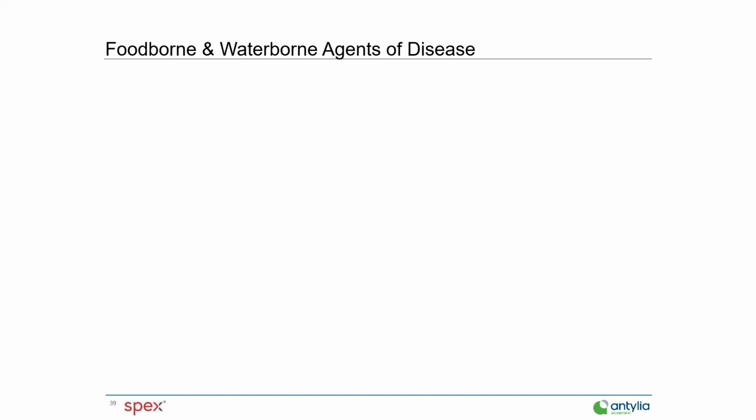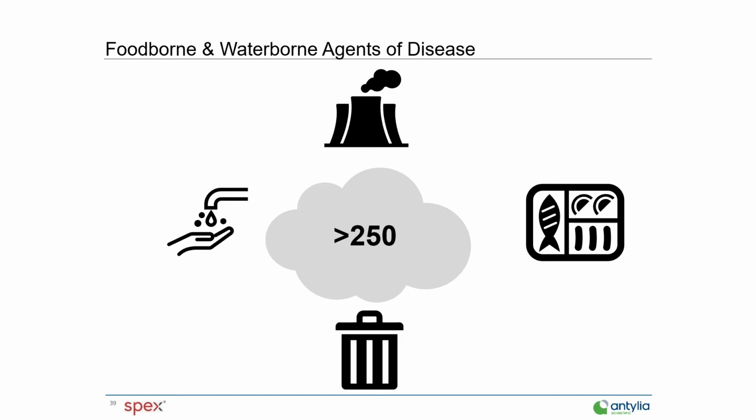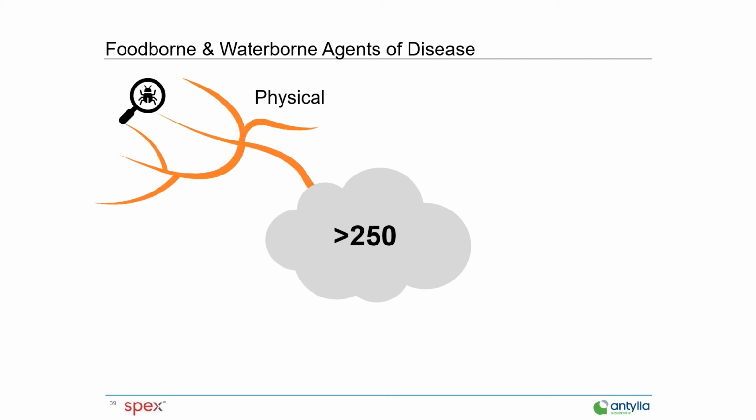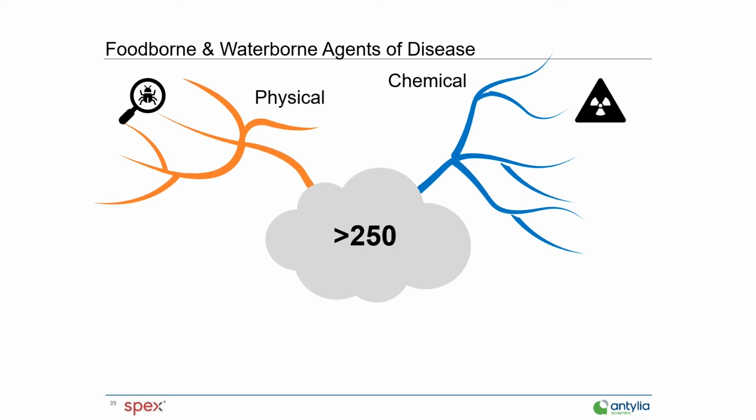There are many agents for disease for foodborne and waterborne illnesses. In fact, there are over 250 specific agents, and they can range from industrial pollutants to poor sanitation to poor hand washing to food handling. So you first have your physical contamination. This is your large debris, your dirt, your bugs. Then you have chemical contamination, where maybe pesticides, heavy metals, or other materials seep into food and water.